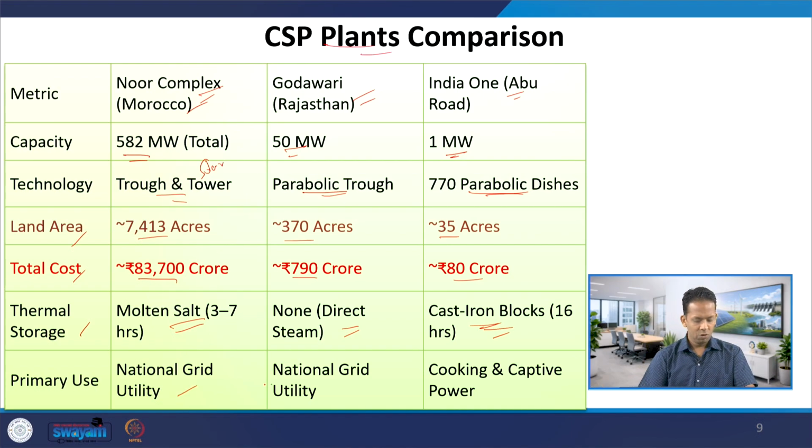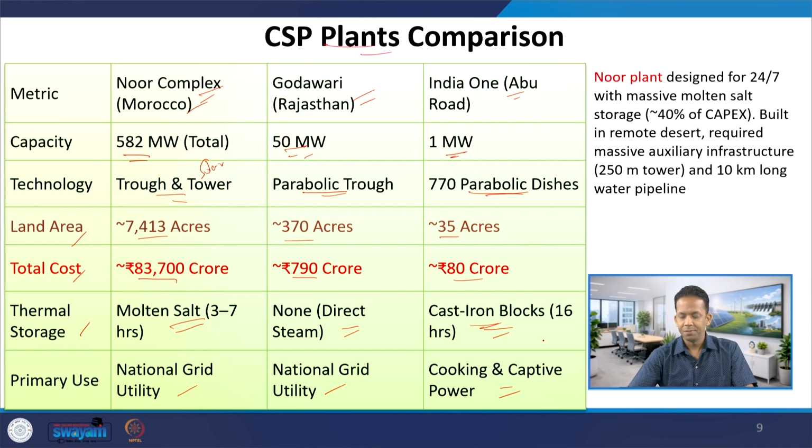The primary use was for grids because of the high capacity, and this 1 megawatt was mainly for cooking and captive power. So why does Noor complex have such a high cost and such high area requirement? Because if we do the land per megawatt or the cost per megawatt, here let's see, it's 35 acre per megawatt. So accordingly for 50 megawatt, we just have to multiply it by 50, but here it's say like 10. So area requirement reduced when the capacity increased 50 times, area did not increase 50 times.